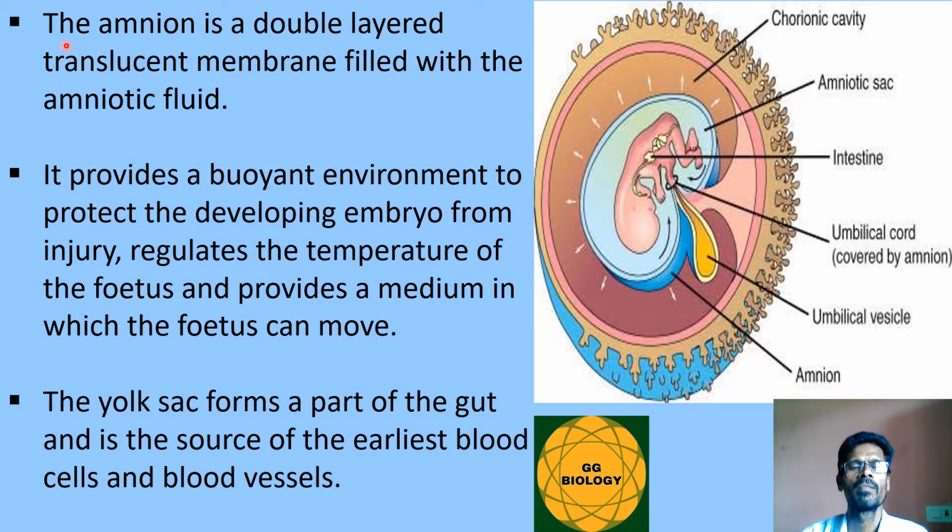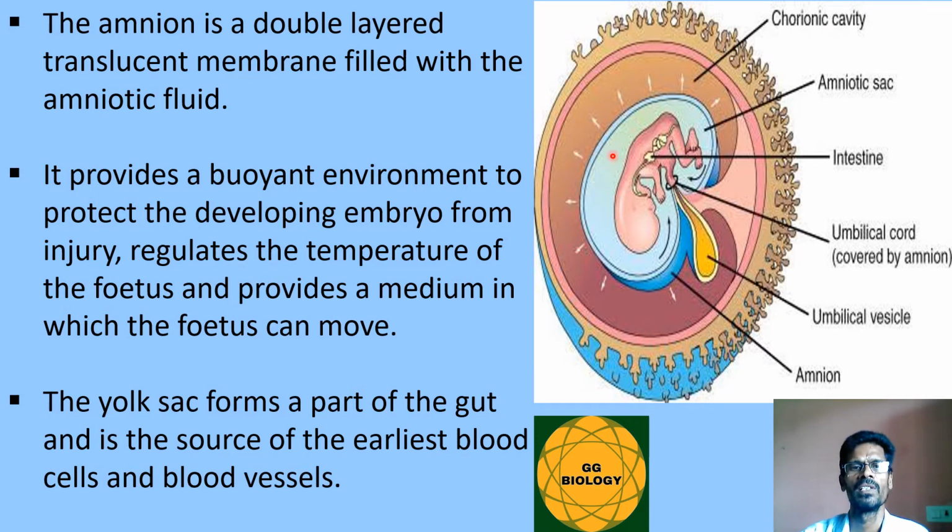So the first embryonic membrane is the amnion. The amnion is a double layered translucent membrane filled with amniotic fluid. Now this is the embryo, and the embryo is usually covered by the first membrane, known as the amnion, which is double in nature, inner as well as outer. Thus the amnion is the first membrane covering the embryo, and it has a cavity called the amniotic cavity. From the wall of the amnion up to the embryo, the cavity is known as the amniotic cavity, which is filled by the amniotic fluid.